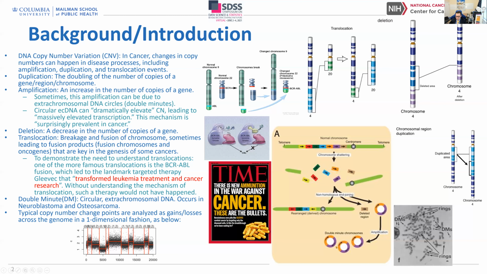So one more vocabulary piece to know is double minutes, which are circular DNA external to the chromosome. Typical copy number representations are given in terms of changes of gains and losses across the genome.